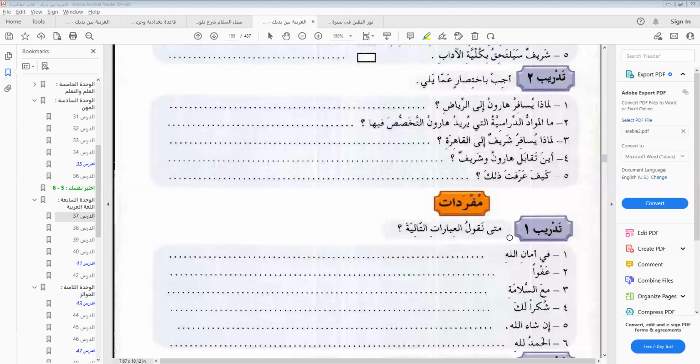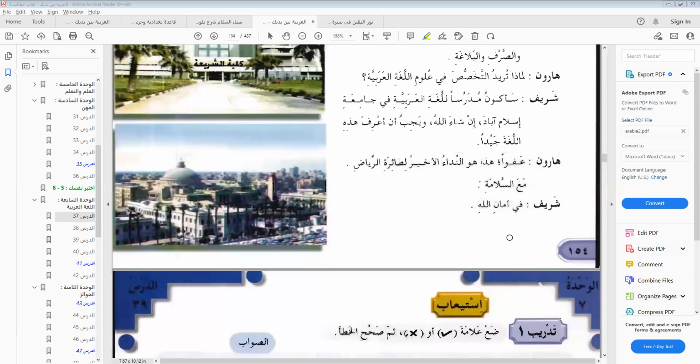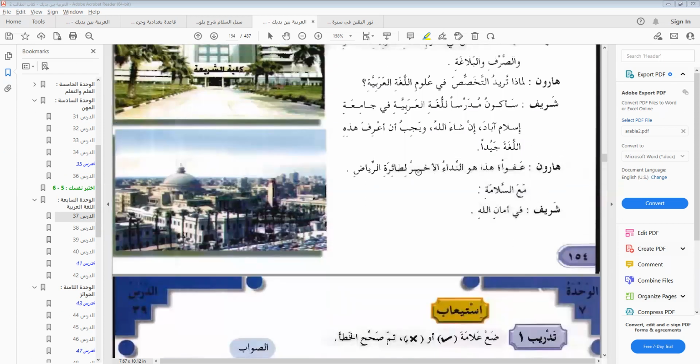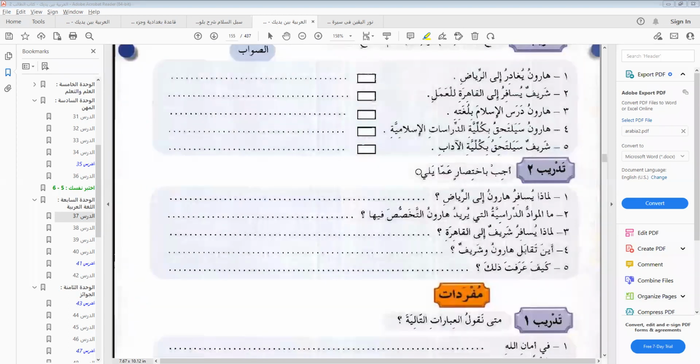أين تقابل هارون وشريف؟ في المطار. نعم. جميل, good. كيف عرفت ذلك؟ قال هارون هذا النداء الأخير لطائرة الرياض. إذا هما في المطار. جميل جدا. عرفنا أنهما في المطار بهذا الكلام. قال عفوا هذا هو النداء الأخير لطائرة الرياض. مع السلامة في أمان الله. نعم. لذلك عرفنا أنهما في المطار.